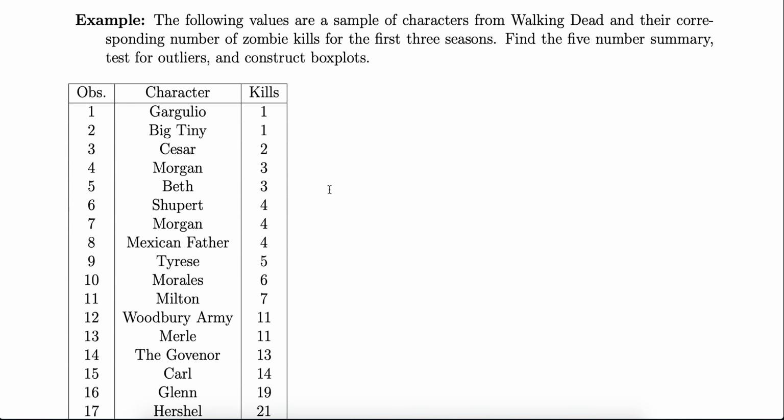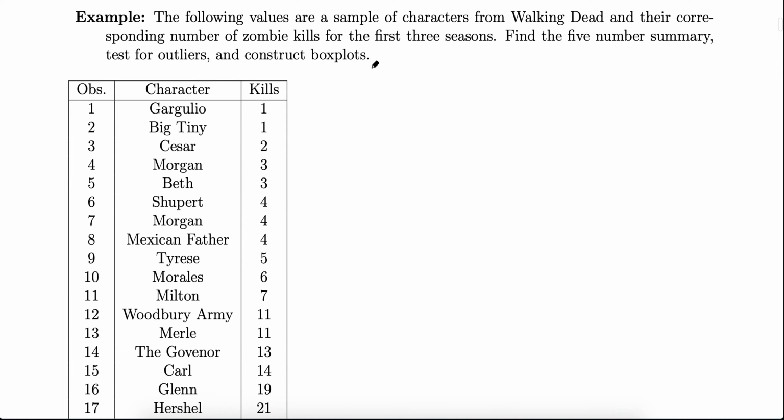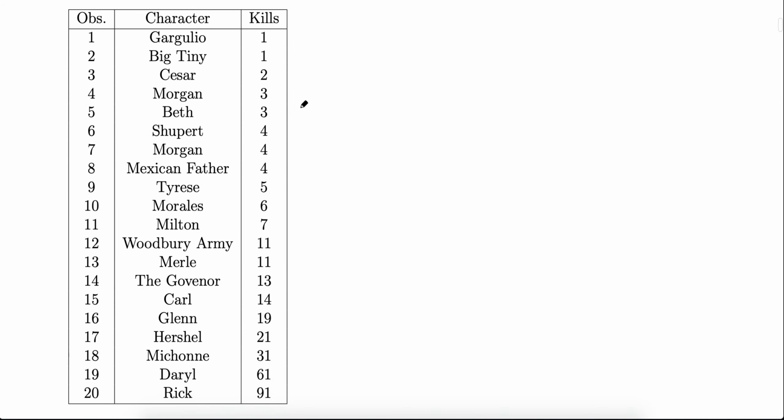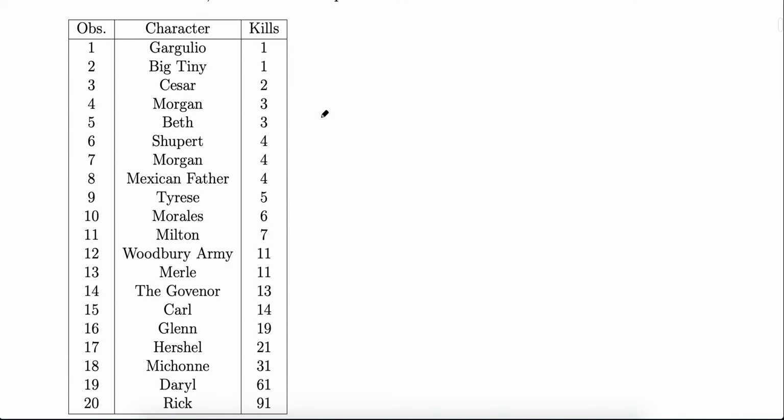You may want your calculator for this, up to you. But we've got a little bit of dated data here. Sorry about that. It's the first 3 seasons of Walking Dead. But we have a random sample of 20 different characters, and we want to find the 5-number summary and any outliers in this data. So we have their characters and their number of zombie kills.